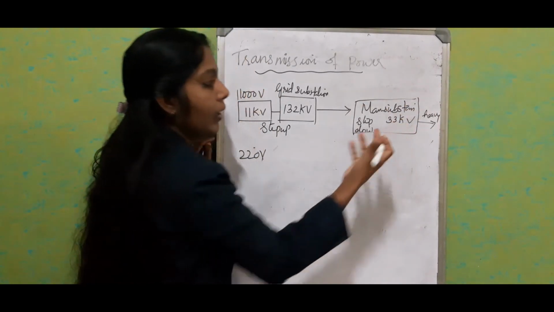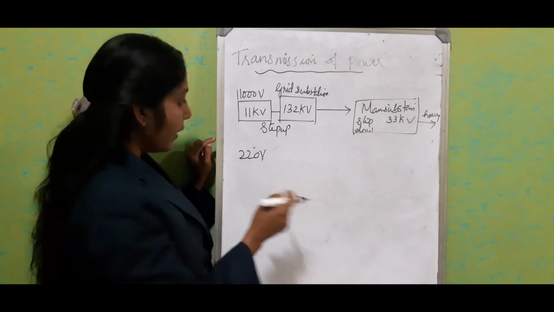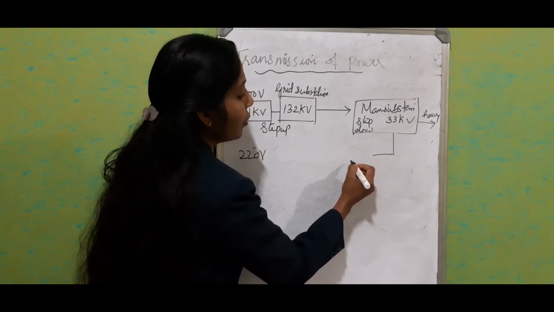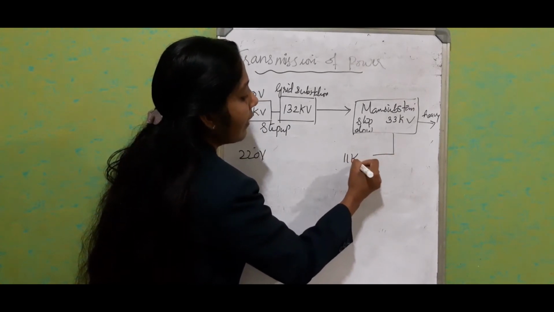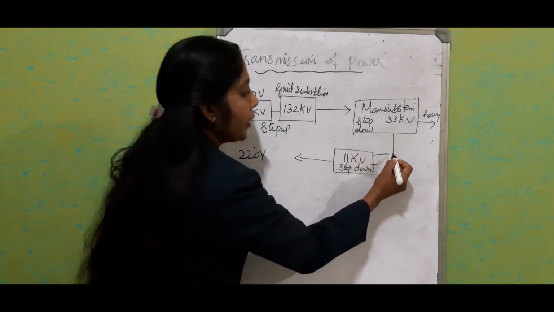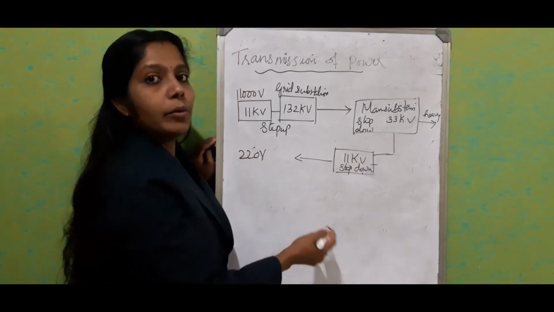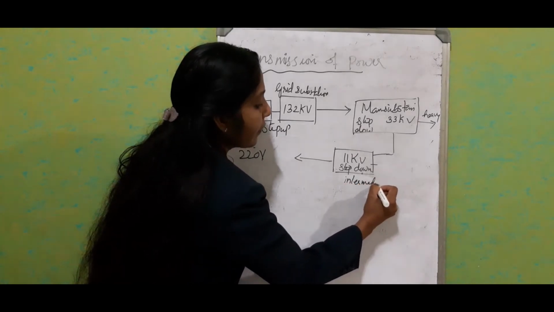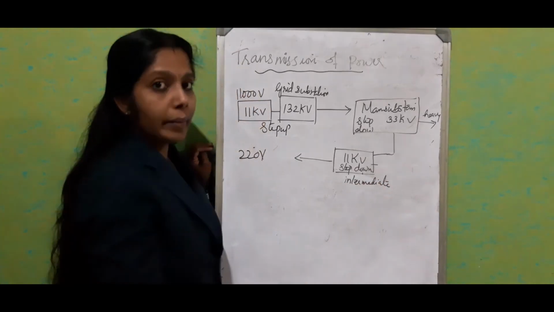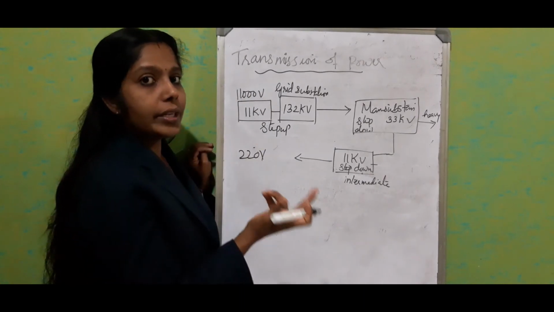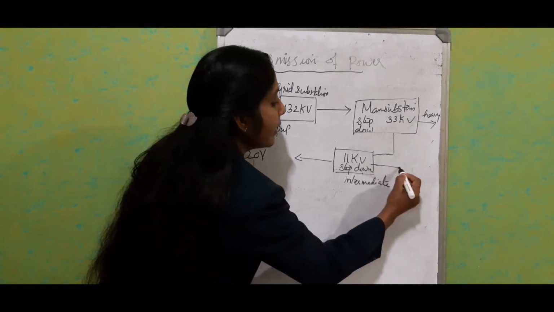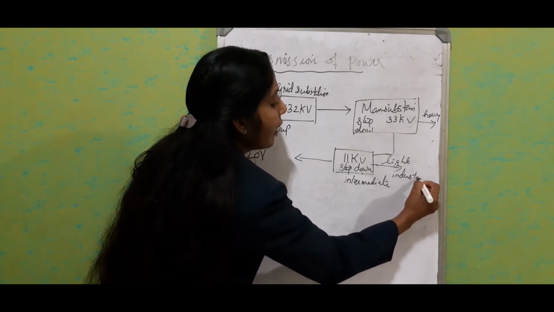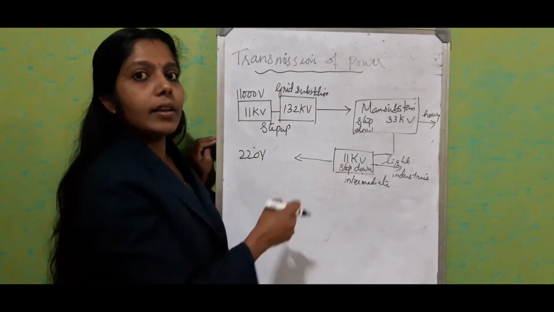Now it has only reached 33,000. We require only 220 volt, so again it has to be reduced to 11 kV. From the main substation, it is stepped down to 11 kV at the intermediate substation. Some industries require this 11 kV, light industries, so it will be given to light industries.